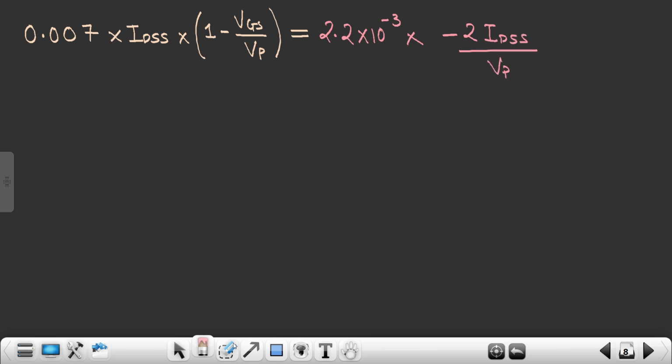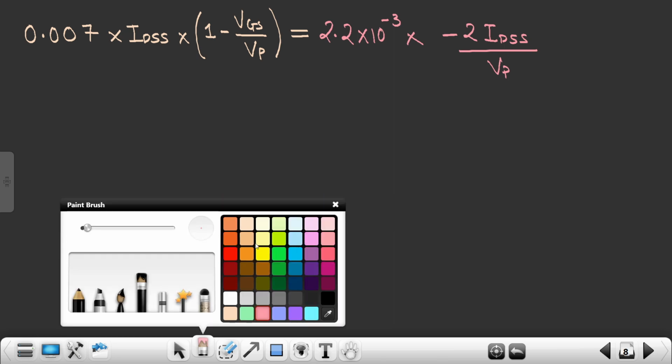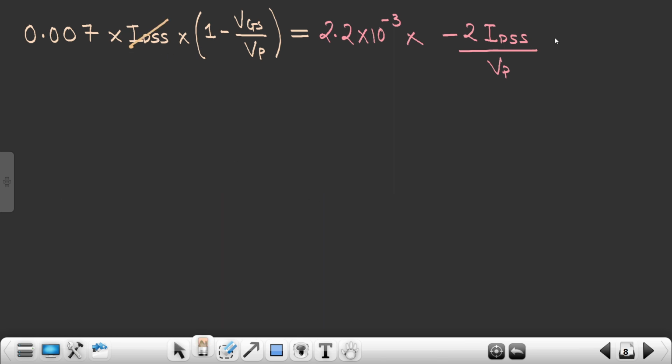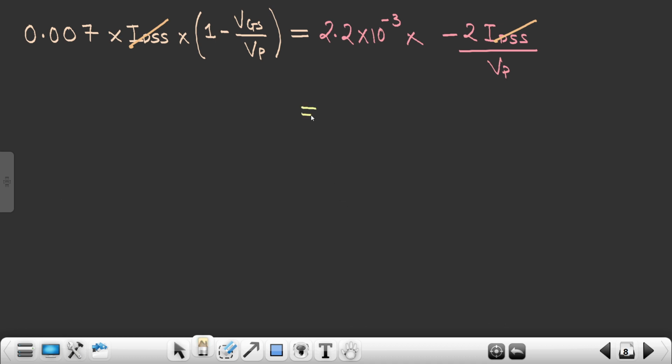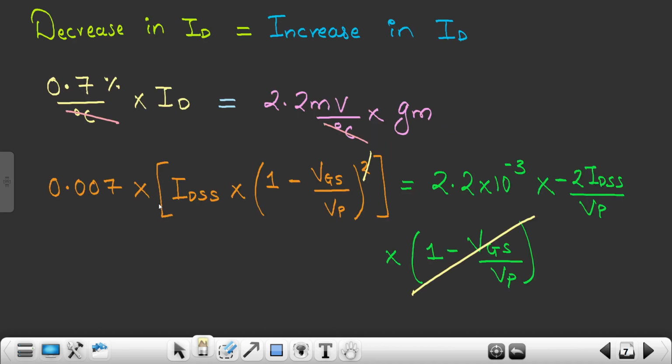And you can clearly see from this equation we can easily cancel out these two terms, that is IDSS, and what we are left with is this. So I can easily multiply this, and what I will get is 4.4 into 10 raised to minus 3 divided by VP. Obviously it is in volts. We had just taken the 10 raised to minus 3.